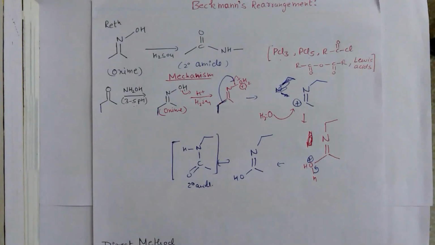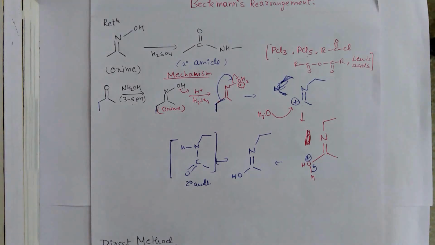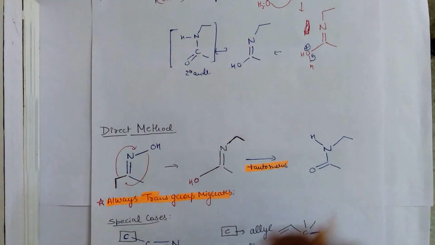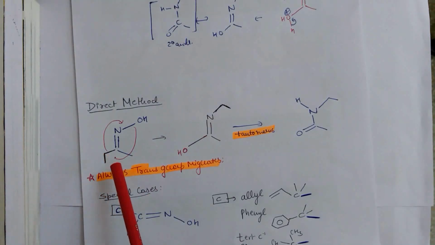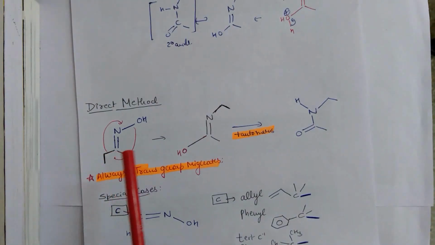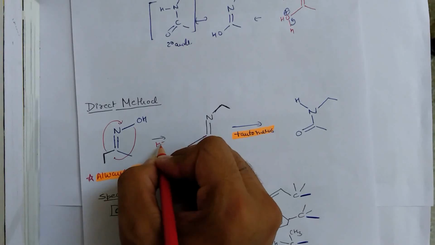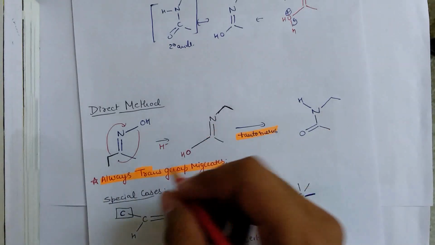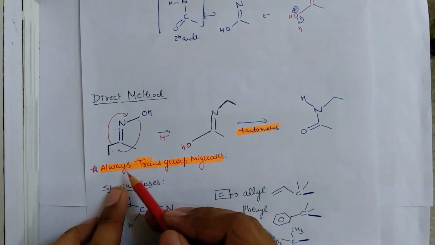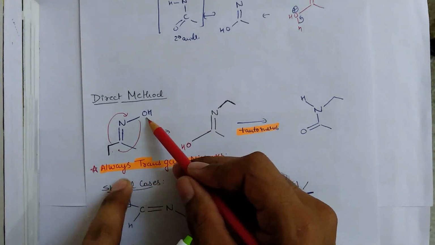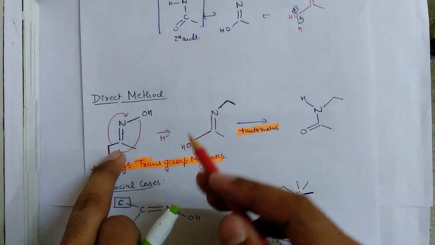So the question may not be coming so easy. What you need to employ in examination, as you have less time, is that if you have an oxime, they give you some acidic medium. What you need to do is just migrate the trans group, remember always the group that is trans to this OH migrates to this position.